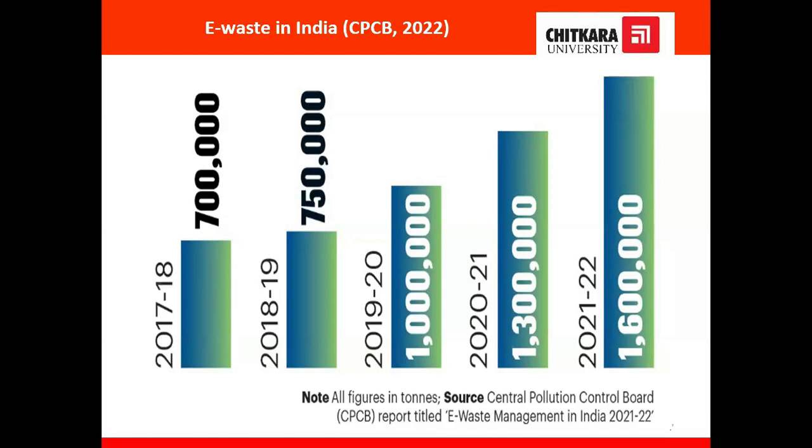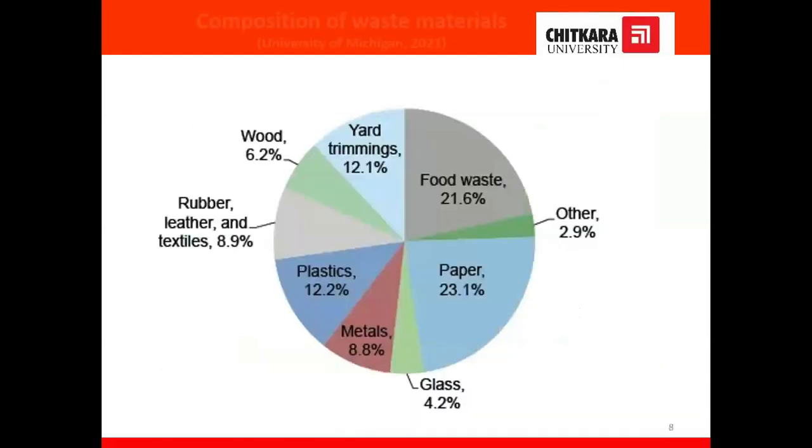So we can understand the problem by looking at these statistics, and if we do not take strict actions, if we do not change our behavior, definitely it is going to become a problem for the whole environment, the whole ecosystem, including human beings as well. As per the University of Michigan, these are some common compositions of waste materials at the global level. We can see most of the waste is related to paper waste or food waste. Food waste is a kind of biodegradable waste. It can be used, it can be developed.